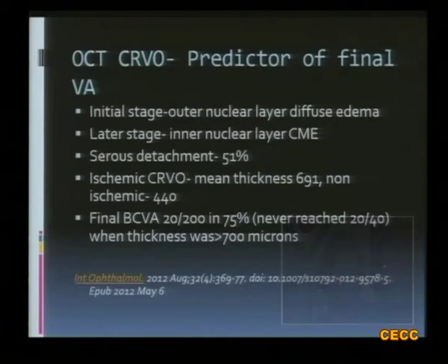Now, this is a study which shows that OCT in CRVO can be used as a predictor of final visual acuity. It was found that whenever the macular thickness was more than 700 microns, then the final visual acuity was 20/200 in 75% of cases, and it never reached 20/40. So whenever the central retinal thickness of the macula is more than 700 microns, you would give a very guarded prognosis to such a patient, and you know that this patient will not gain back very good vision.